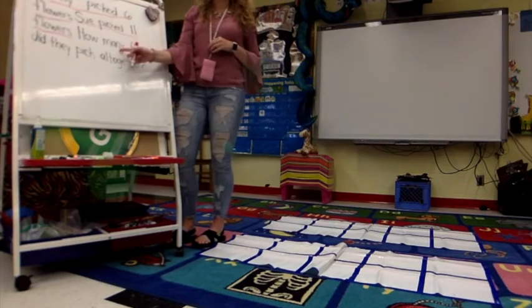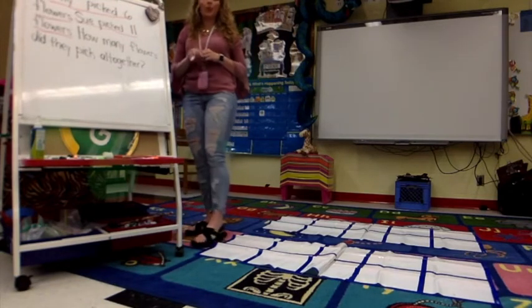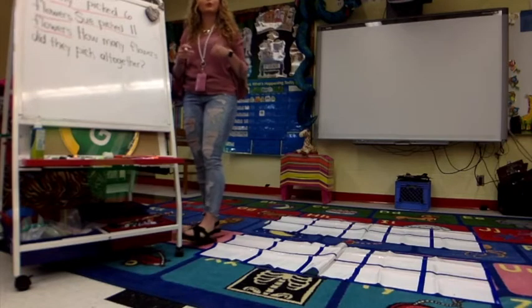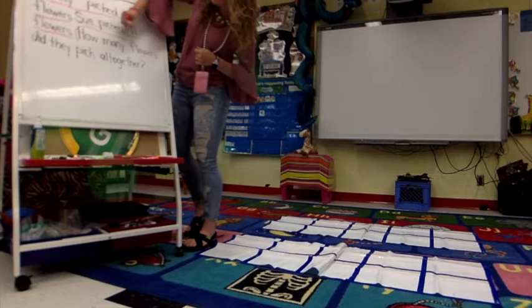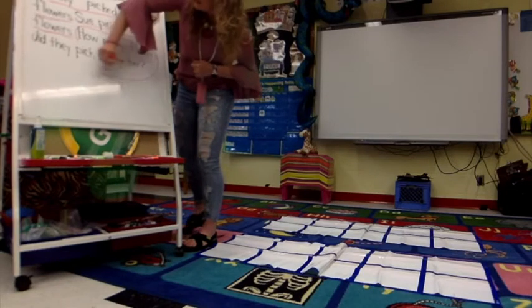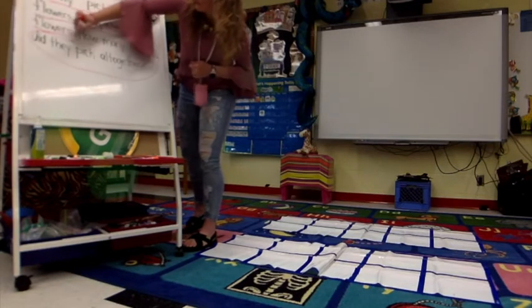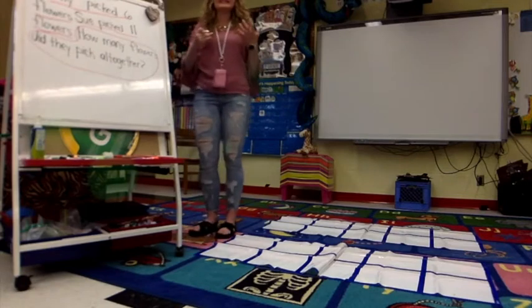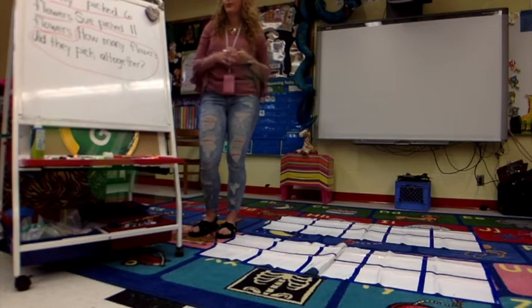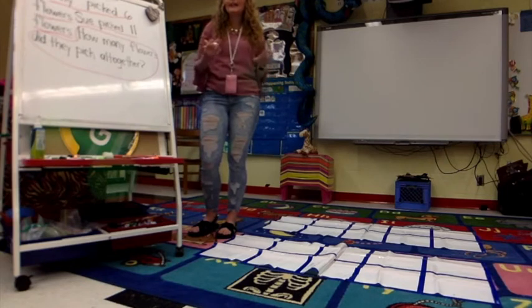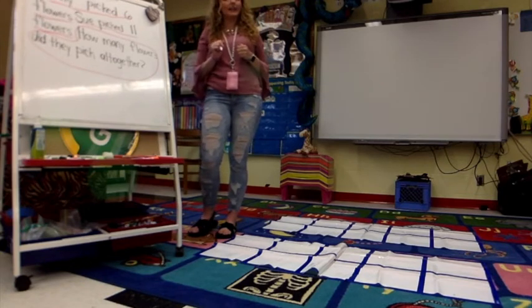Now we are at the question. We are going to circle the question to help us remember what we are looking for when we're solving the problem. The question says, how many flowers did they pick all together? Now guys, the word all together is telling us that we need to add. It's telling us to combine everything. We want to know how many all together. So if we're adding, think about what numbers are we adding?